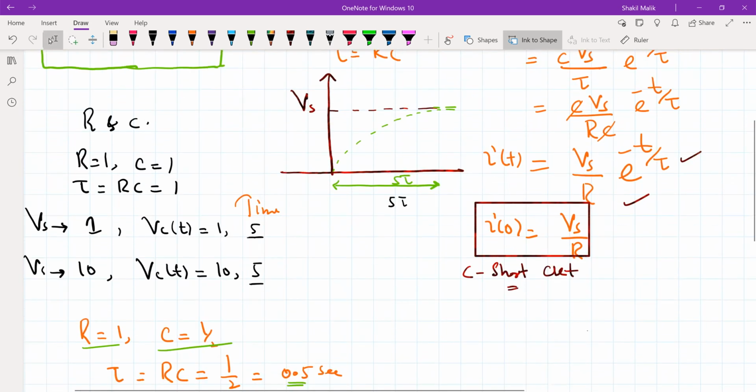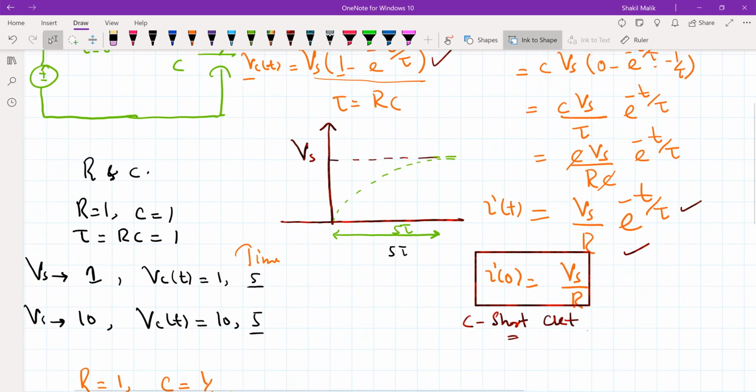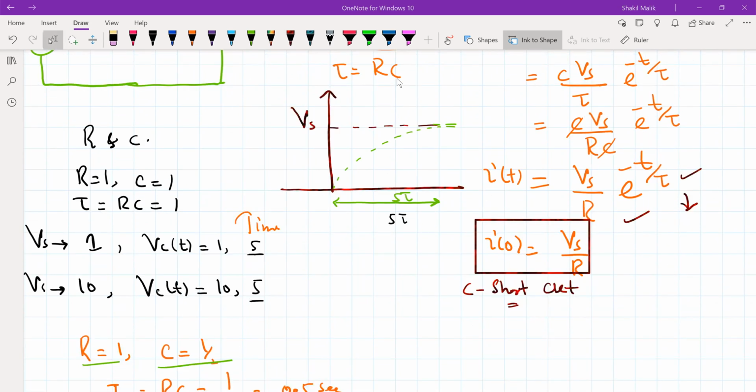Have a look at this current expression. Is it decreasing or increasing? It is decreasing. As time increases, it is decreasing. And we shall observe these things from the simulation of this. Okay, let's go to MATLAB and see the simulation.